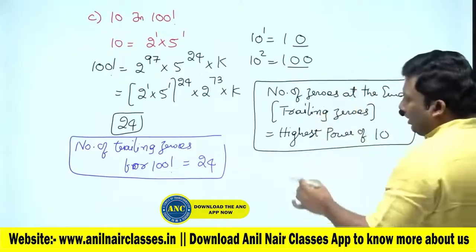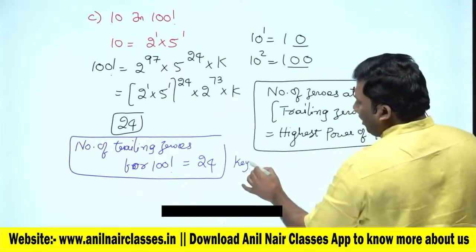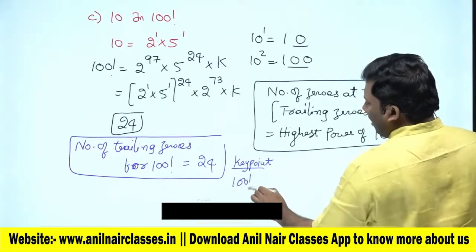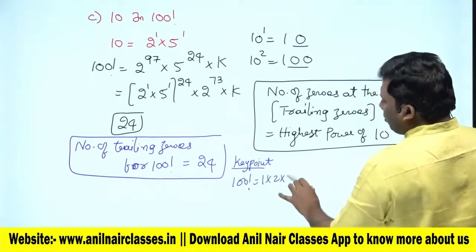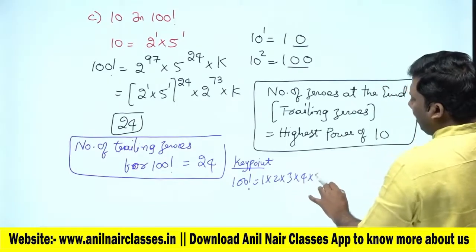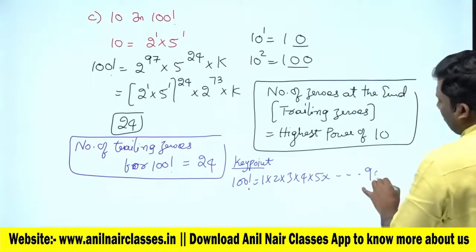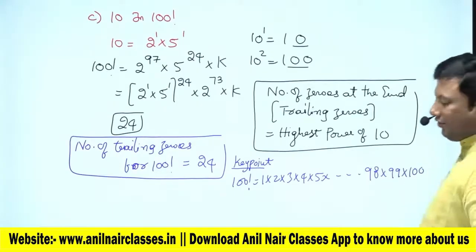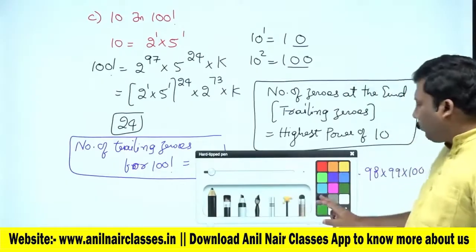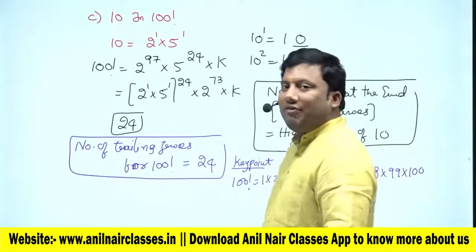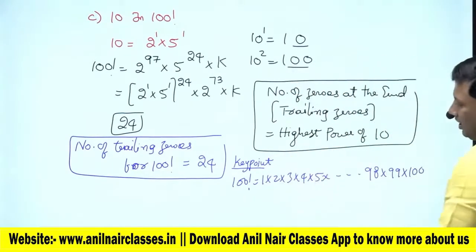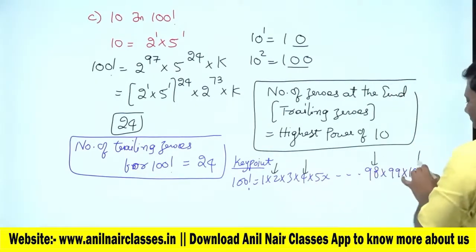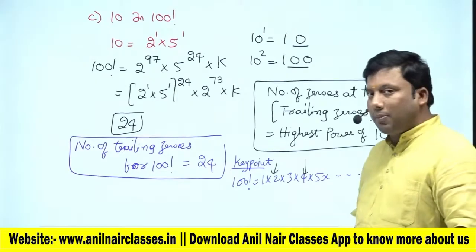Now one important key point. Listen carefully, sir. 100 factorial is written as 1 into 2 into 3 into 4 into 5 and so on up to 98 into 99 into 100. The definition of factorial is the product of all natural numbers from 1 to 100. Now if you see, every second term is a multiple of 2.